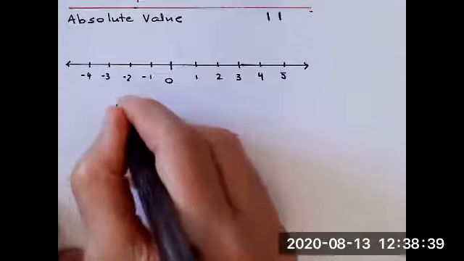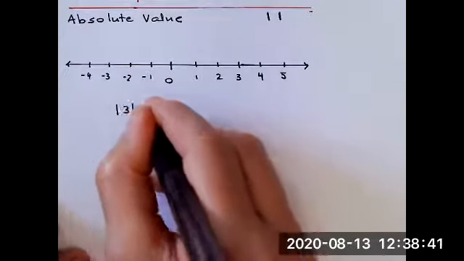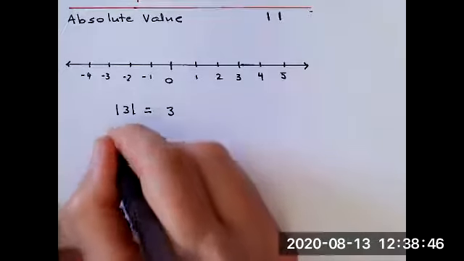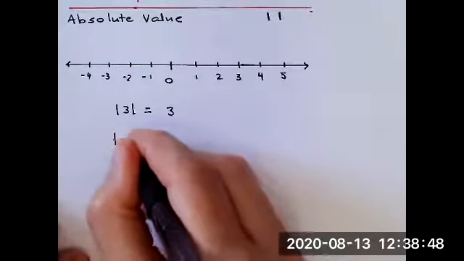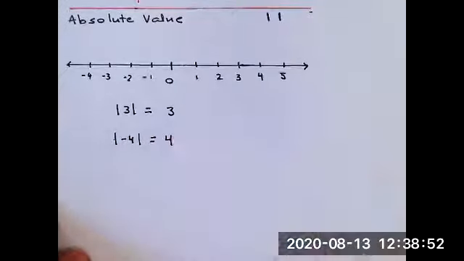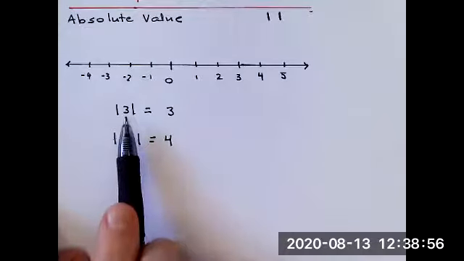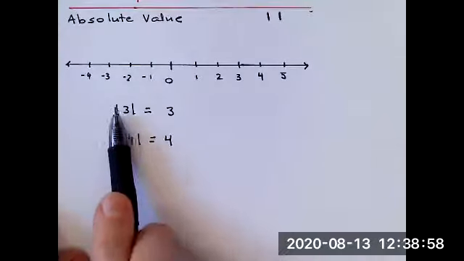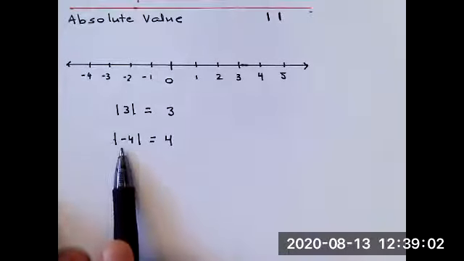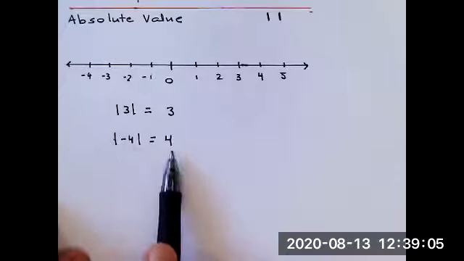So the absolute value of a positive number is positive. The absolute value of a negative number is positive. You can think of it as the happy function. If you're already happy, you take the absolute value, stay happy. But if you're sad, you can take the absolute value and it makes you happy.